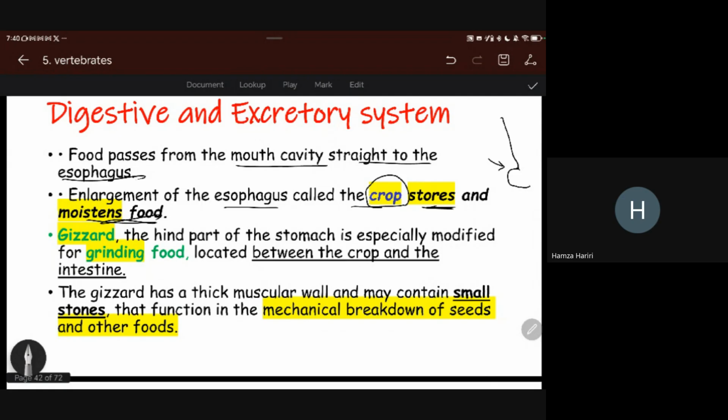Next we have something called the gizzard, the hind part of the stomach, especially modified for grinding food. So the function of the crop is to do what? To store and to moisten. The function of the gizzard is to do what? To grind food. Where exactly is this gizzard located? It's located between the crop and the intestine.